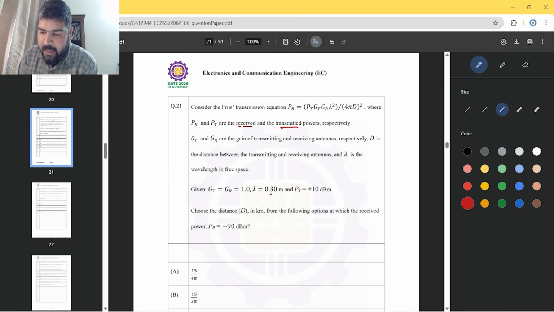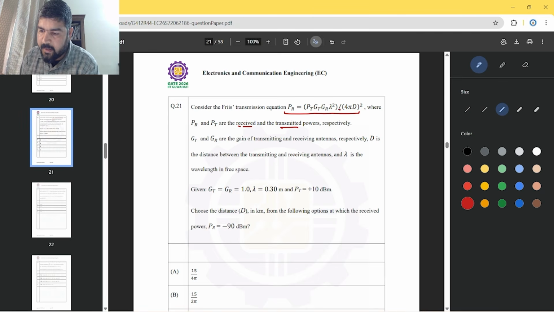Now GT, GR and wavelength are provided to us. PT is also provided and PR is also provided. We need to find d in kilometers. So what we can do is convert this equation into dB. Since the unit is power, when we convert power into dB, we have to take 10 log.